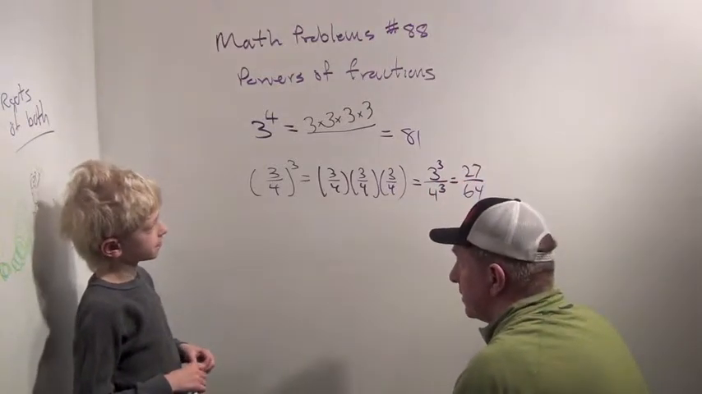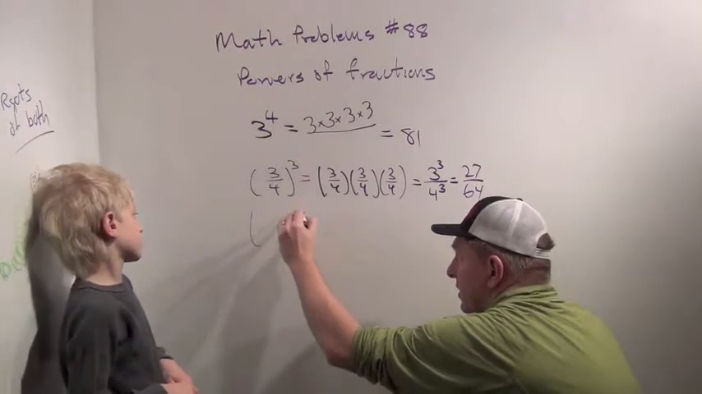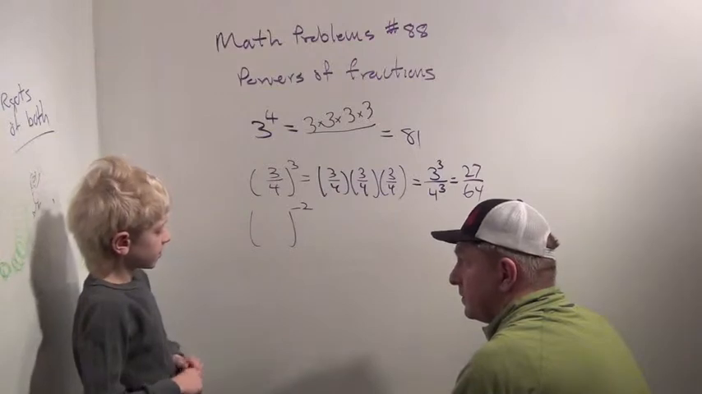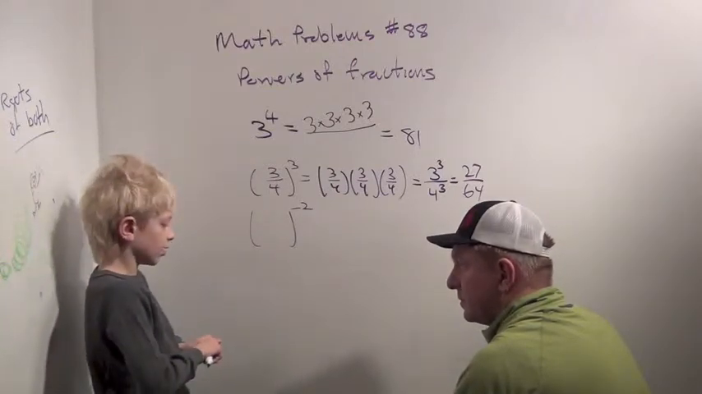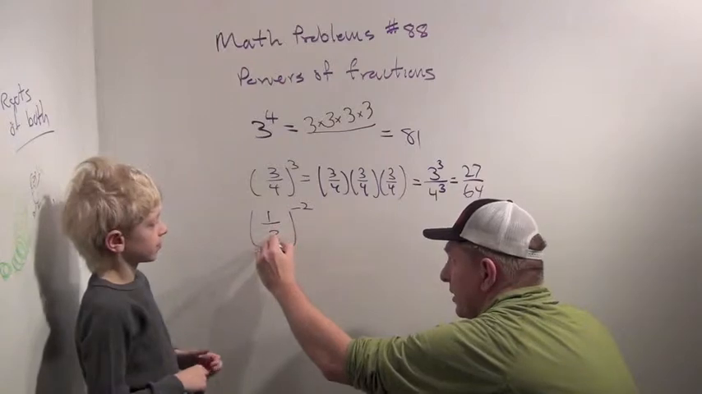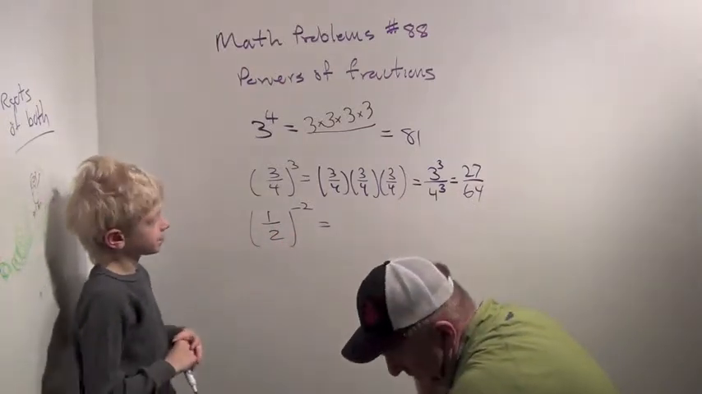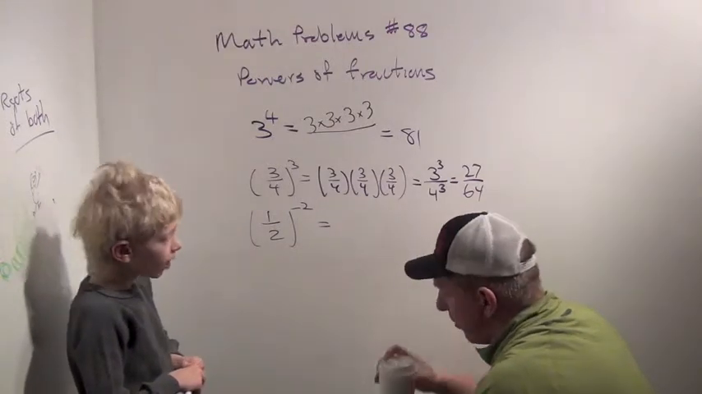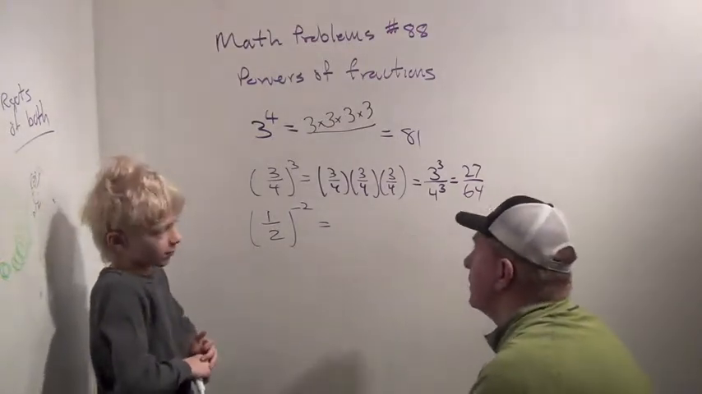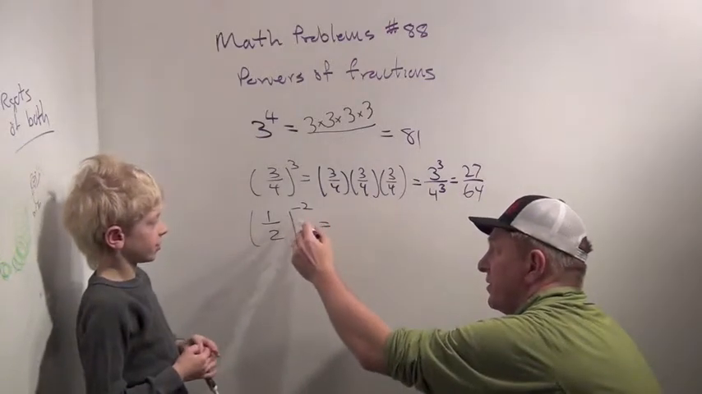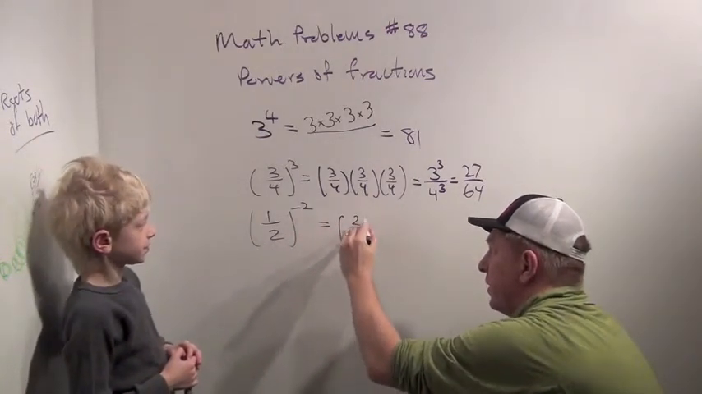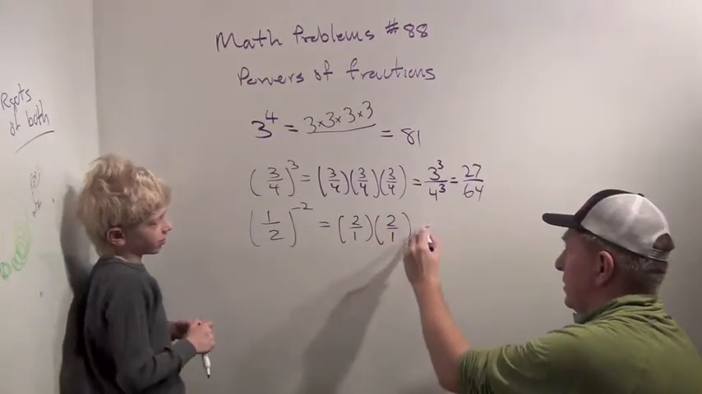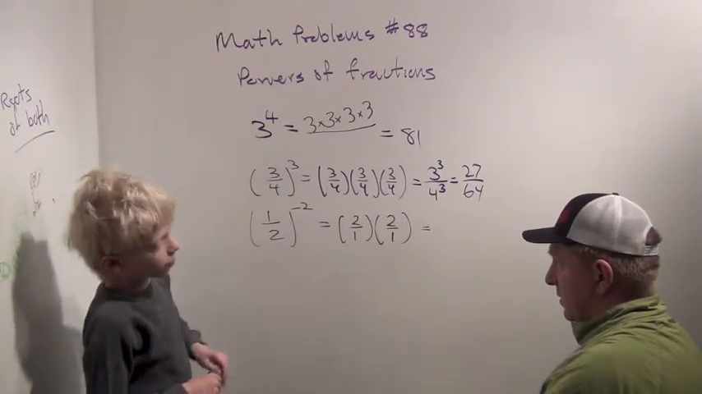Great. And let's do a negative power. Give me a fraction and we'll do it to the minus 2 power. 1/2. Okay. 1/2 to the minus 2 power. Great example. What is that going to be? It's going to be 2 over 1 times 2 over 1. Okay, so the negative gives us the reciprocal. Yeah. So you took the reciprocal first, which is fine. Yeah, so then you get 4 over 1, which is 4.